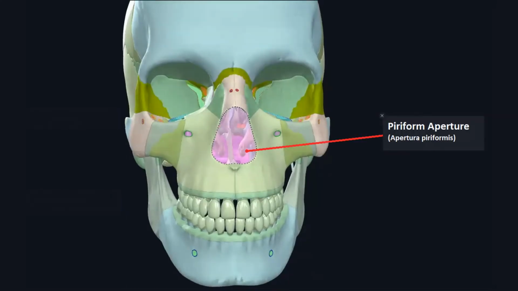Now we have the piriform aperture. Piriform aperture lies at the anterior aspect of the skull. It is a pear-shaped structure. It allows the communication between the right and the left nasal cavities.